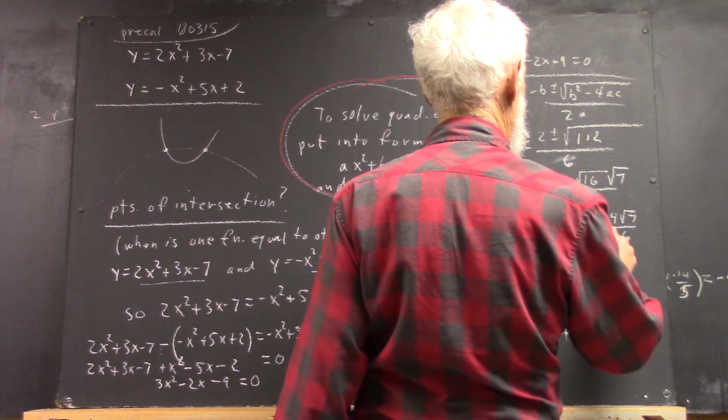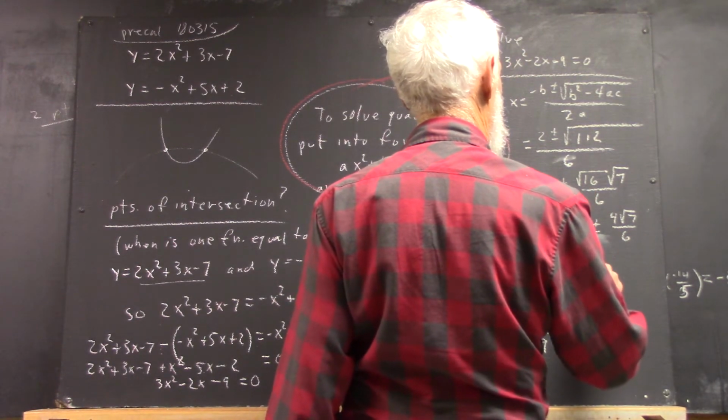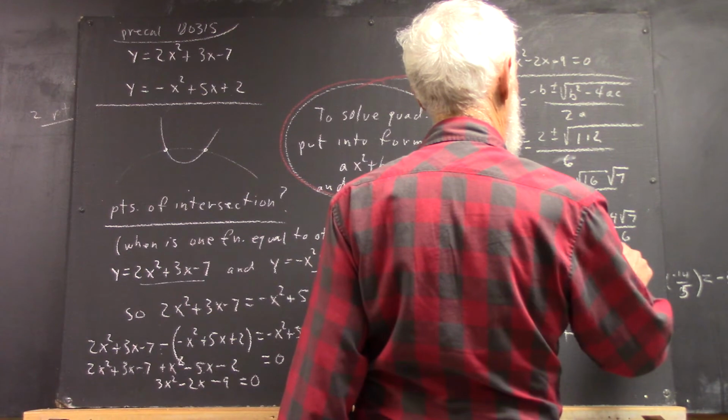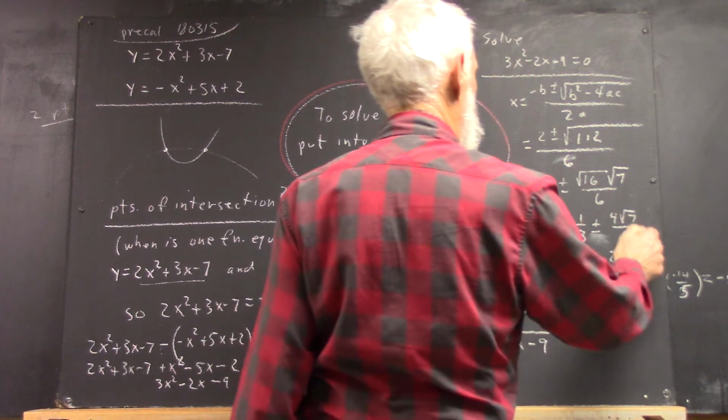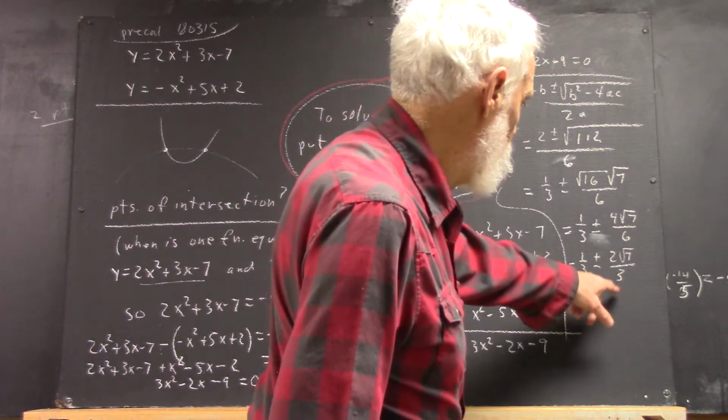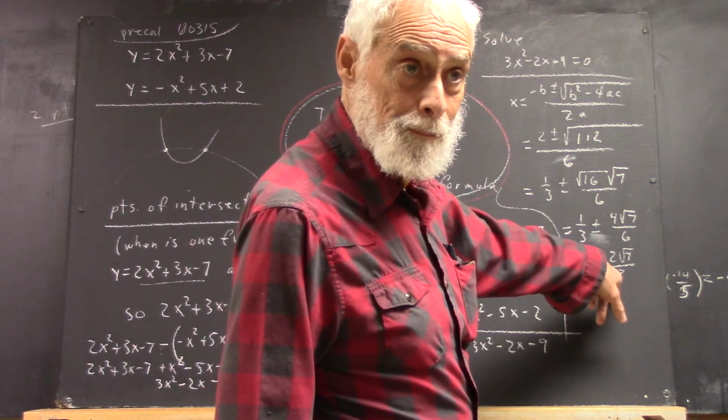The minus kind of got weird. So that's 1/3 plus or minus 2 times the square root of 7 over 3, because, of course, 4 over 6 reduces down to 2 over 3. Okay?